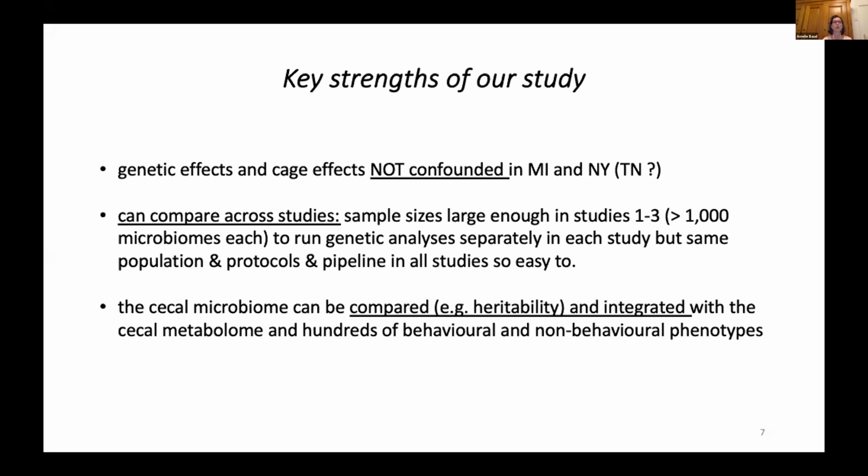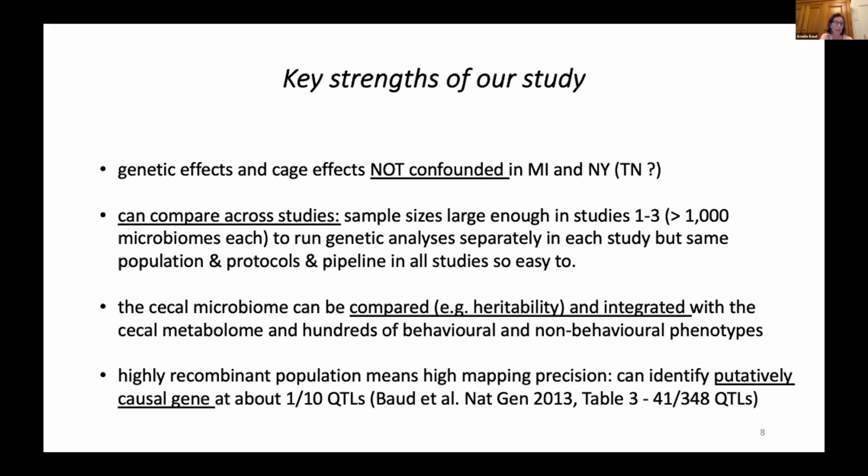And then, of course, we can do systems genetics analysis to try to integrate the different levels of data and better understand the biology. And finally, we shouldn't forget this population is highly recombinant, with many recombination events having accumulated over the generations of outbreeding.